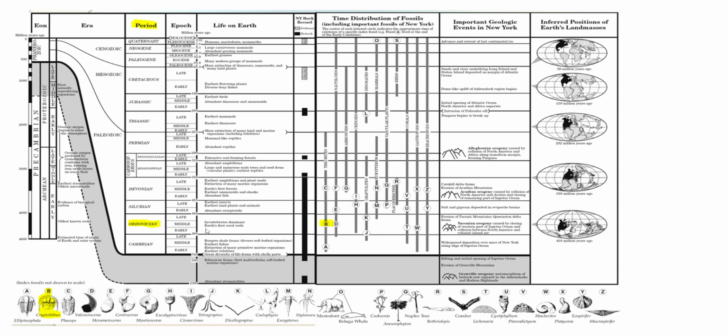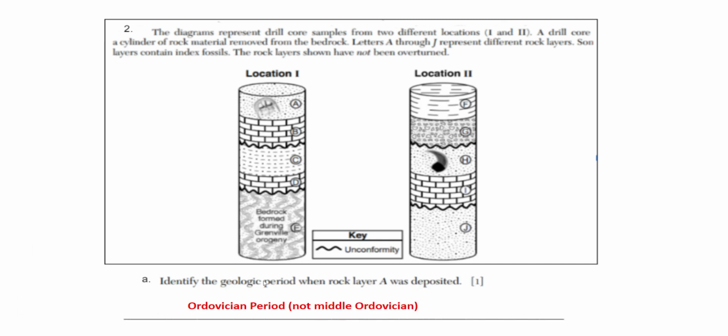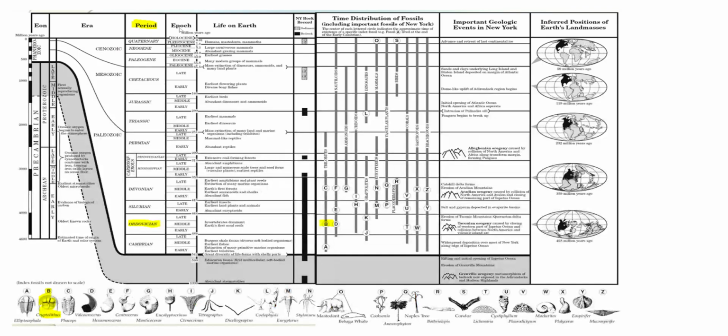Now, please don't say middle Ordovician period, because if you said middle Ordovician, that would become an epoch. And the question is not asking you for an epoch, it's asking you for a geologic period. So your answer should only be Ordovician period. If you said middle Ordovician period, it would be wrong because it is not asking you for a geological epoch, it's asking you for a geologic period.